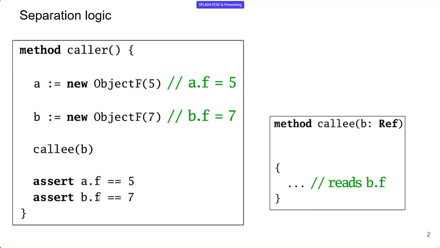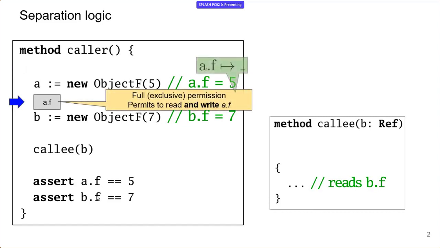And the way separation logic handles this is by associating permissions with heap locations. So at the start, we have no permission, we have an empty context. And once we allocate a new object and assign it to a, we get this permission here to a.f. This represents an exclusive permission or a full permission, and this permits to read and to write a.f. And this is typically written in separation logic as a.f points to some value. Similarly, we allocate a new object in b and we get another permission, b.f. And here, because we have permission to both a.f and b.f in separation logic, we know that a and b cannot be aliases. Otherwise, we would have too much permission to the same heap location.